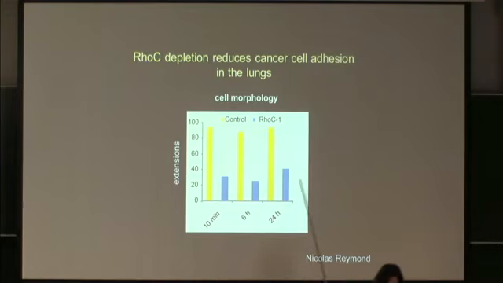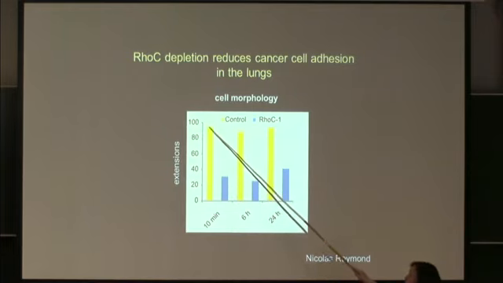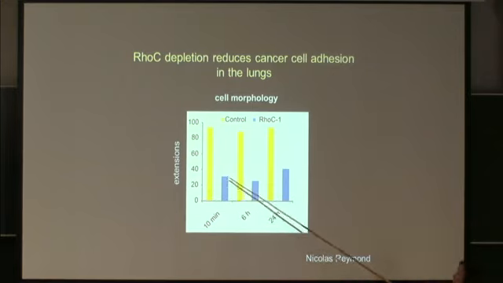And actually we can quantify the cells in the mice and look at the proportion of cells that have extensions. So the control cells always have lots of extensions, nearly all of them, but the cells with reduced levels of Rho C have very few extensions. And that's consistent over time. So if you look at 6 hours or 24 hours after injecting the cells, we see very few extensions. So it's not like the cells that don't have Rho C recover, they just can't make these protrusions.